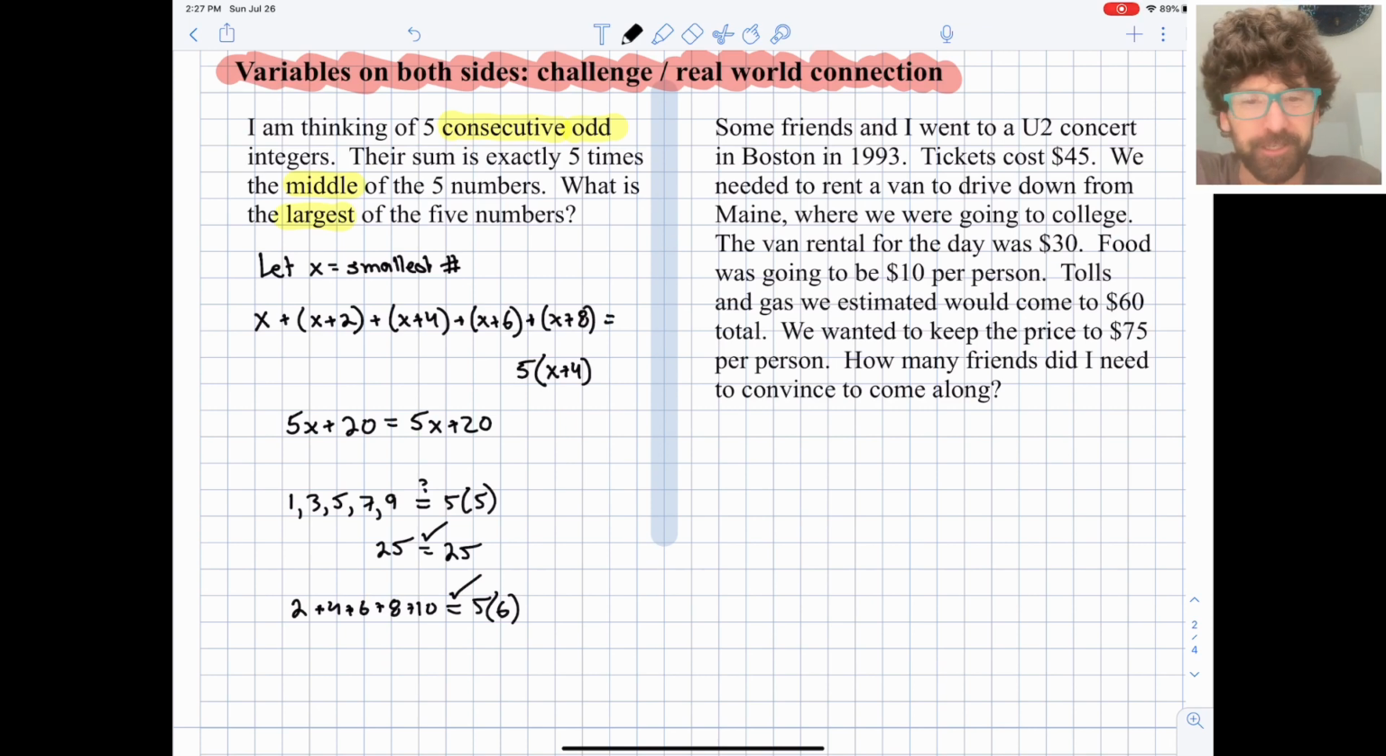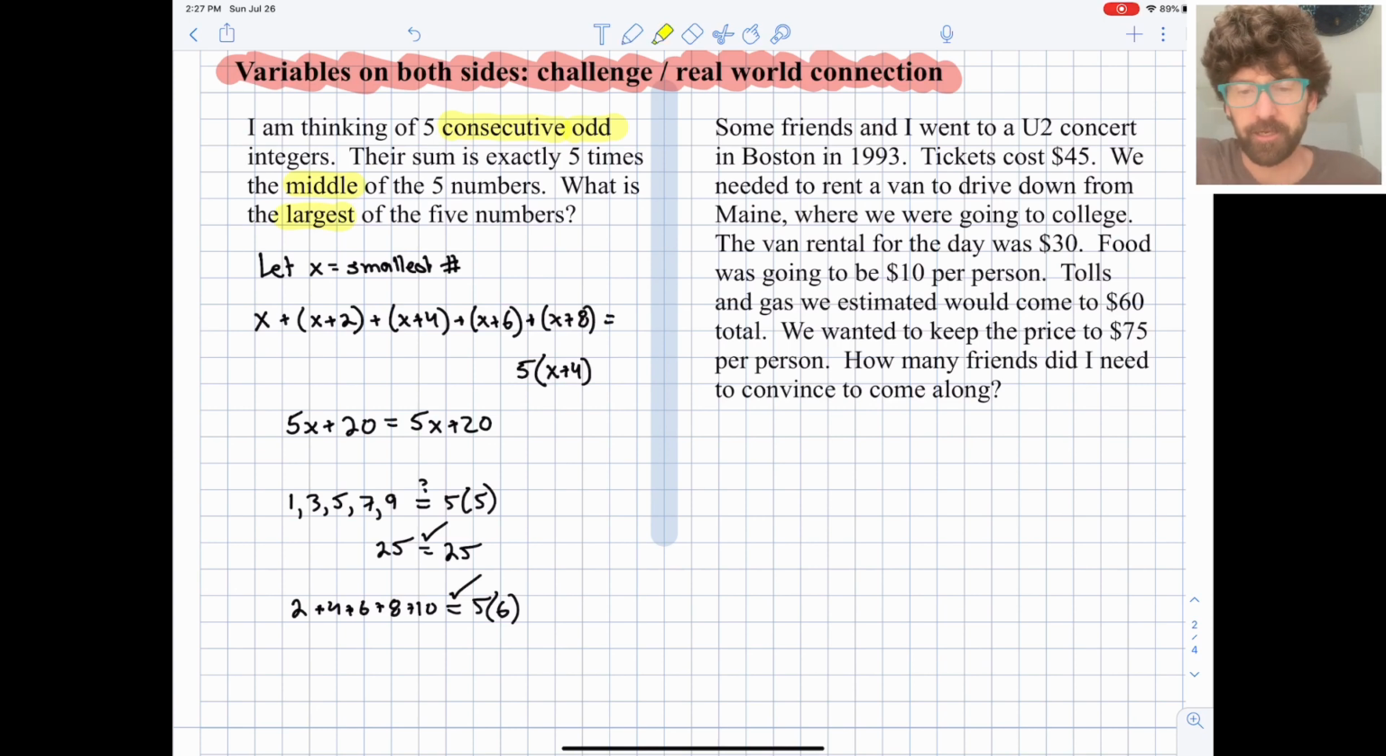Let's look at the real-world connection problem next, and this is another true story for me. I went to college in Maine, and some friends and I went to a U2 concert in Boston in 1993. Tickets to the concert cost $45. We needed to rent a van to drive down from Maine. The van rental for the day was $30, and food was going to be $10 per person, and tolls and gas we estimated would come to about $60 total. And we wanted to keep the price to $75 per person.